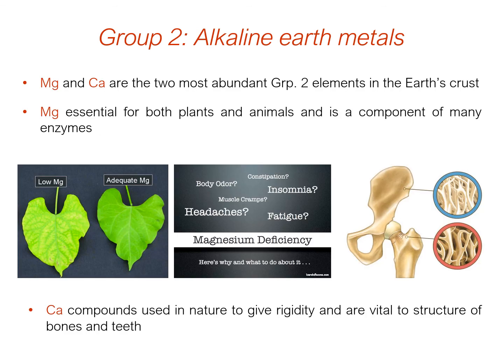And finally, the ones I was saying that have a lot of natural uses, the most common are magnesium and calcium. Magnesium is essential for plants and animals, and I've got an example when we come to complex chemistry in the D block of a magnesium complex. But it's also in chlorophyll, so if there isn't enough magnesium, you get this kind of lime green, almost yellow colour. If you've got enough magnesium, the chlorophyll is all good and it's nicely green.